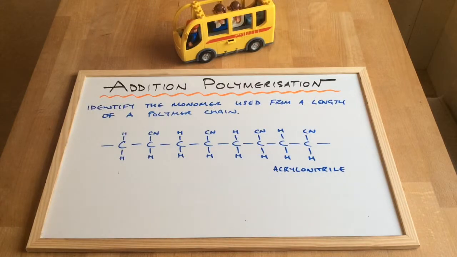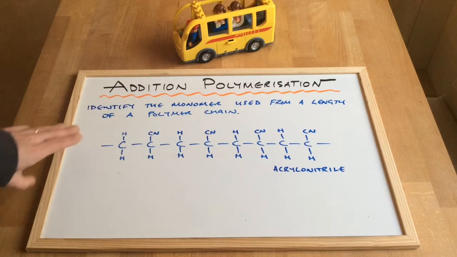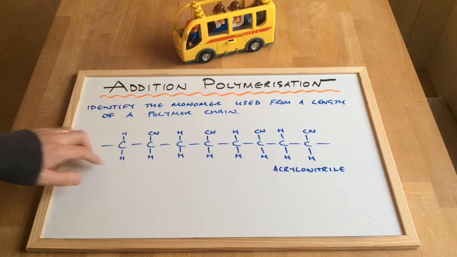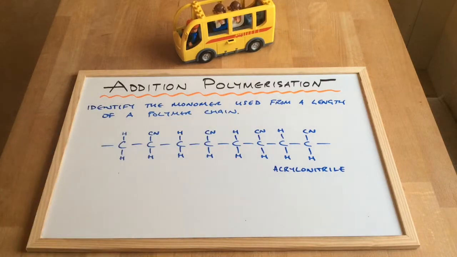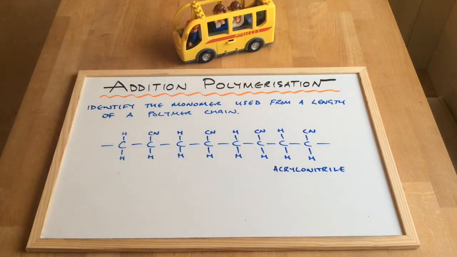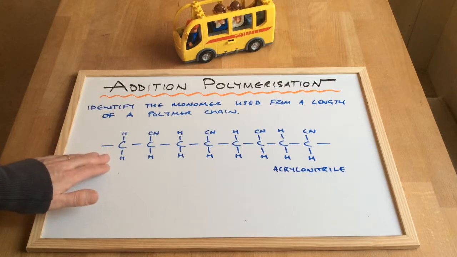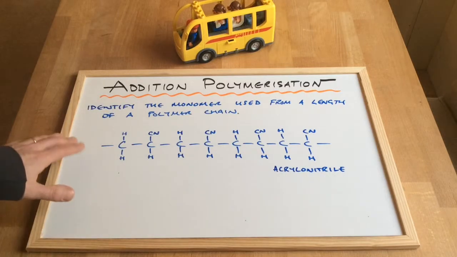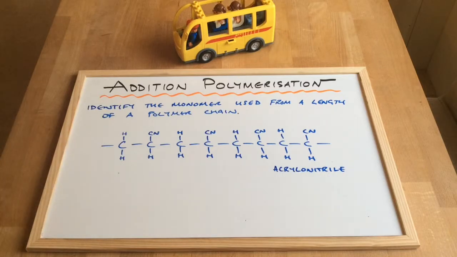One of the other things you have to be able to do is the exam might supply you with a length of polymer chain. So we've got a polymer chain here called acrylonitrile. The reason this Duplo bus is here is because one of the polymers used to make things like Duplo and Lego is acrylonitrile. So this is the chain here, and what you have to be able to do is work out what the original monomer was to make that.